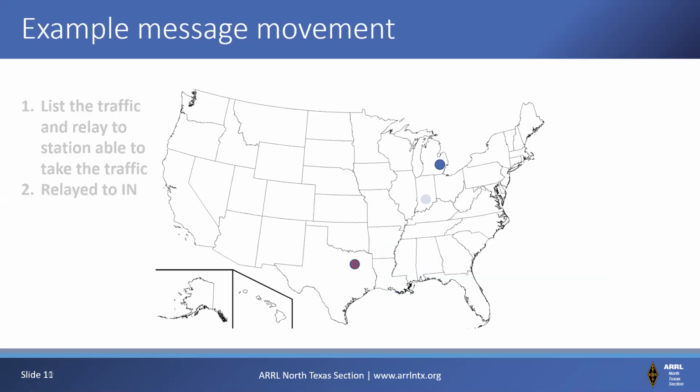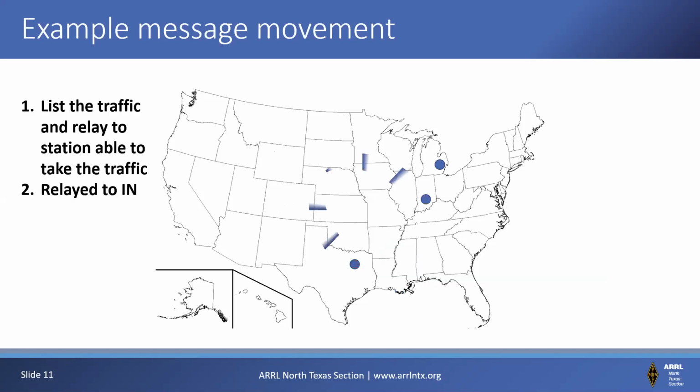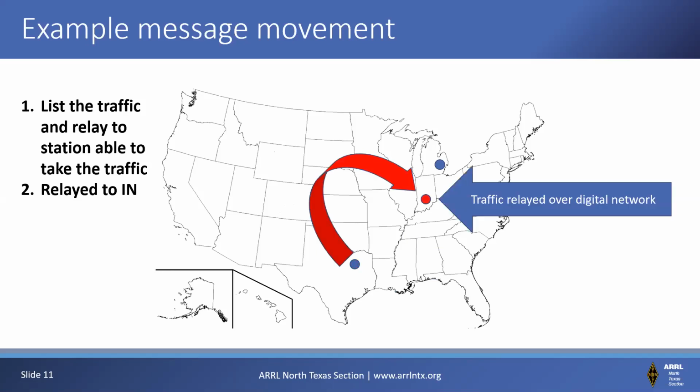So once that person's identified, that other station will take that traffic from me and then keep it moving towards Michigan. And so in this example, which is a real world piece of traffic I sent, that station then relayed it over the digital traffic network to a traffic handling node in Indiana that is set up. You could kind of think of it like an email server, except there's no internet involved or anything. You're going over the air for all this.